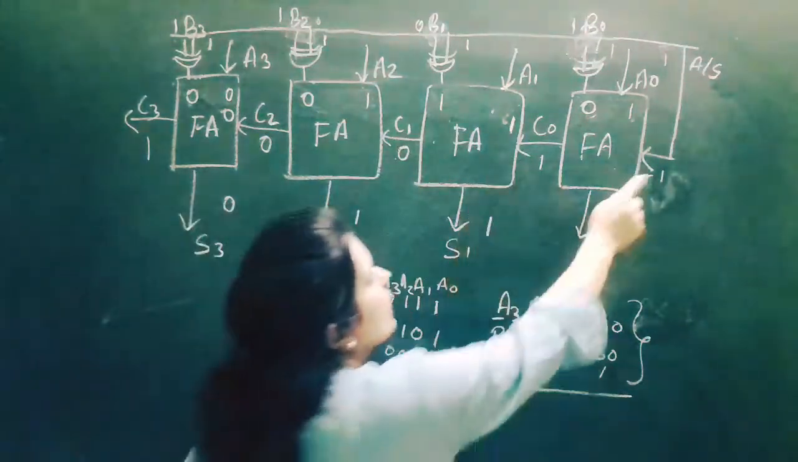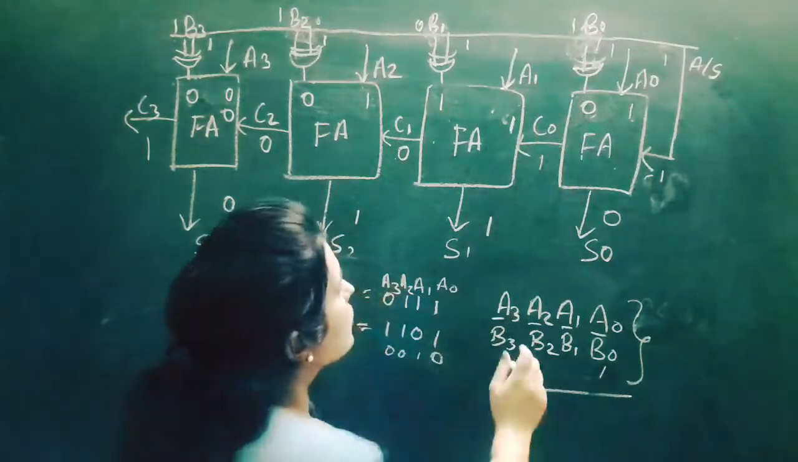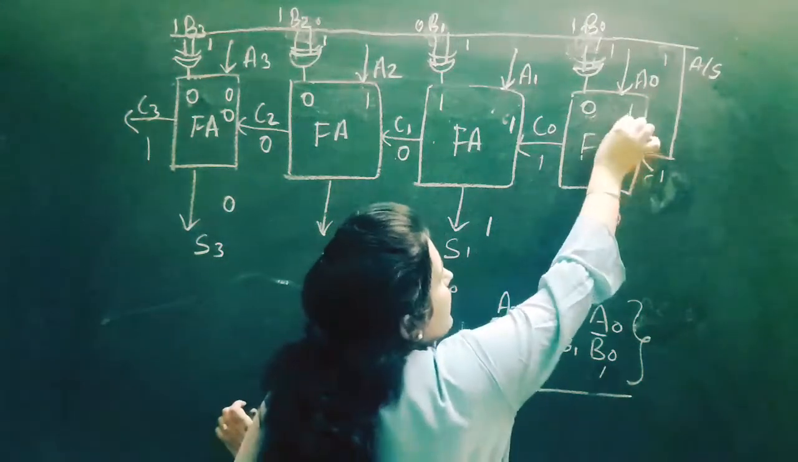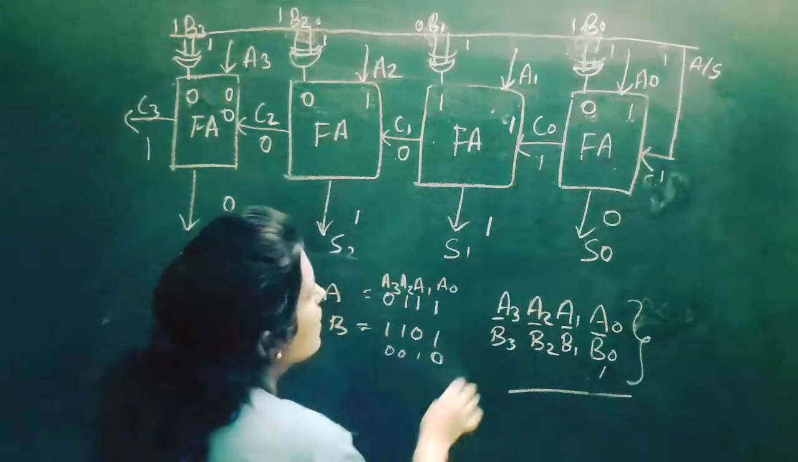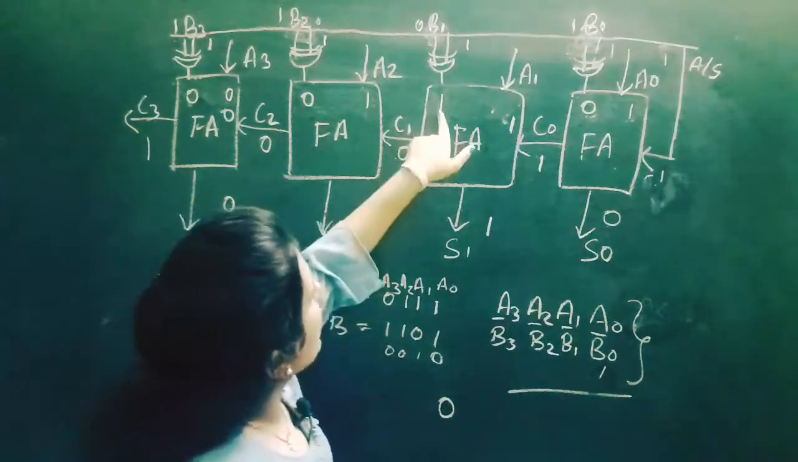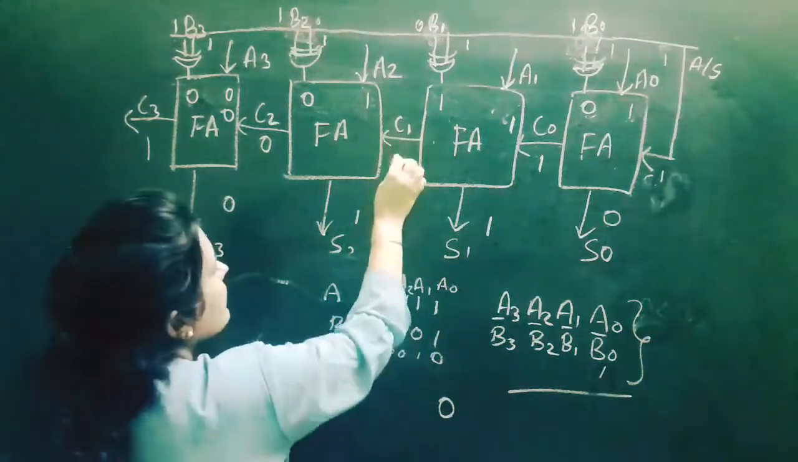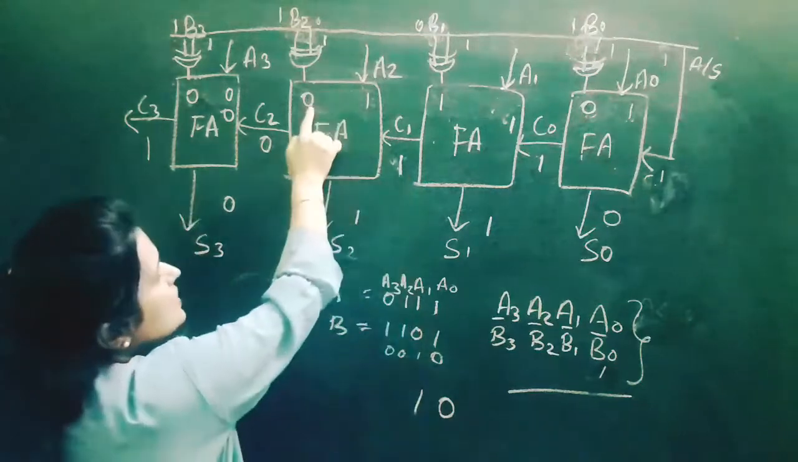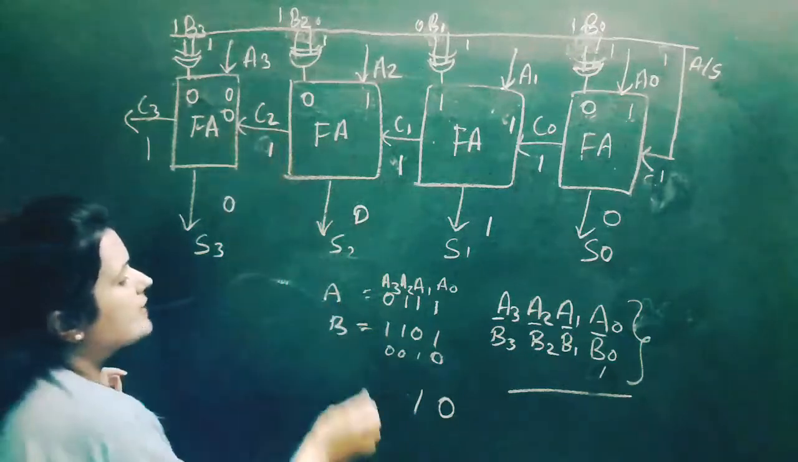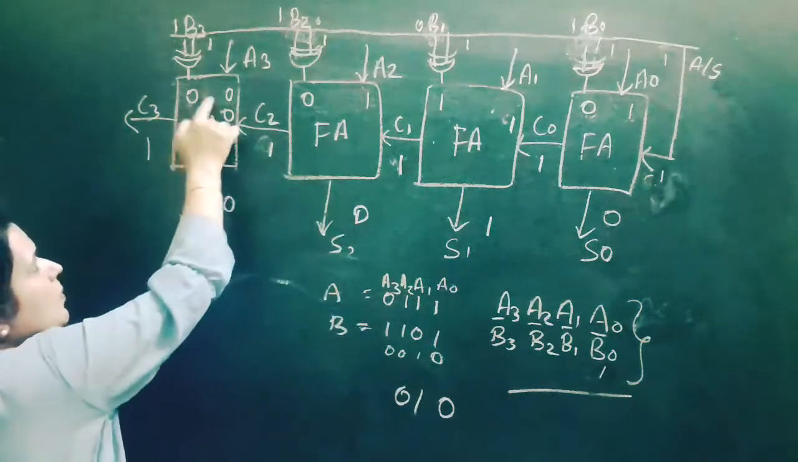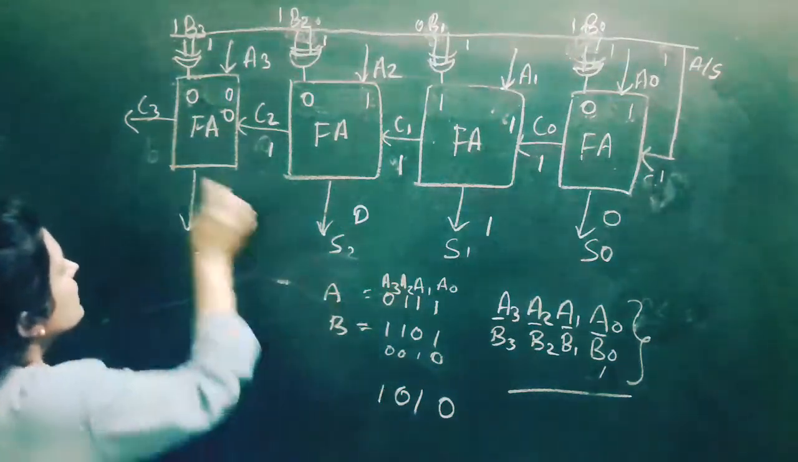So okay, now input carry is also equal to 1. So what will be the output of this full adder? This full adder will give us 0 plus 1 plus 1 is equal to 0 with carry 1. Now 1 plus 1 plus 1 is equal to 1 with carry 1. Now 0 plus 1 plus 1 is equal to 0 with carry 1. 0 plus 0 plus 1 is equal to 1 with carry 0.